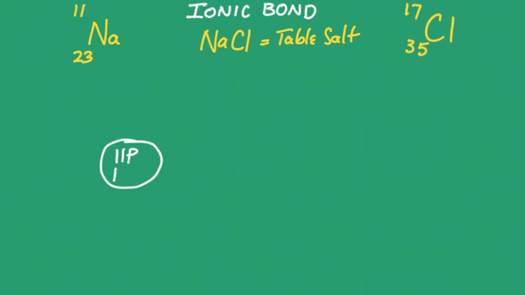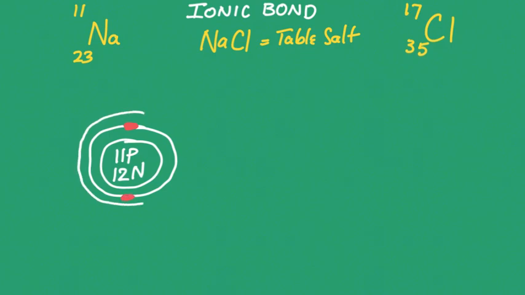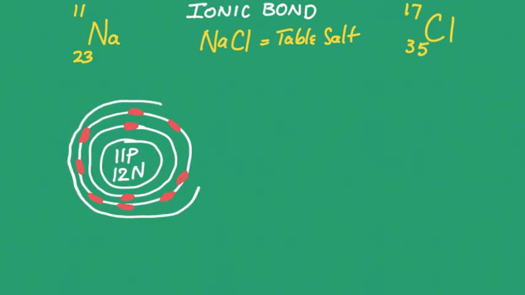Let's draw sodium. Sodium has 11 protons and 12 neutrons. It also has 11 electrons. So 2 electrons are placed in the first shell and 8 electrons are in the second shell. We have 1 electron left, and that is in the outer shell or valence shell. The outer shell is not filled.